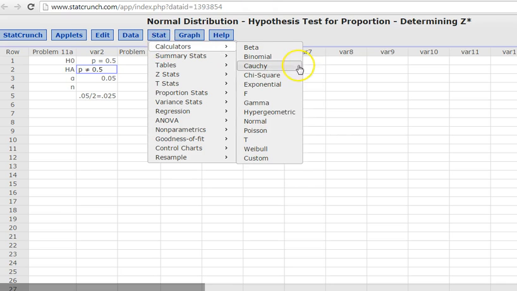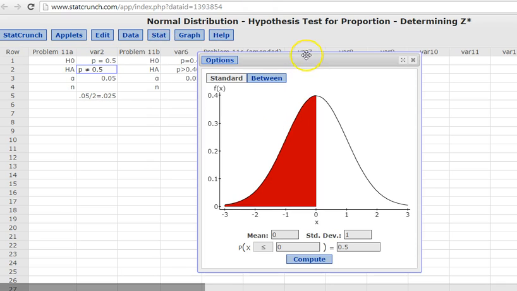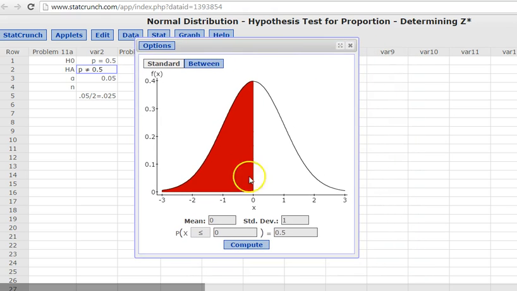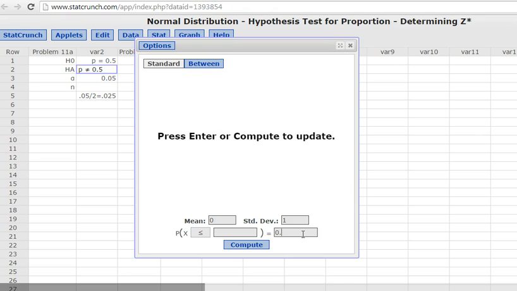So let's see how this works. Stat, Calculators, Normal. Here we have our normal distribution curve. First row we have 0 mean, 1 standard deviation. We leave that alone. Down here we see less than, and we can click on that and select greater than. We're going to leave it at less than. We're going to look at the less than side first, then calculate the critical Z value for the greater than side. We slide over to the far right-hand side and input 0.025.